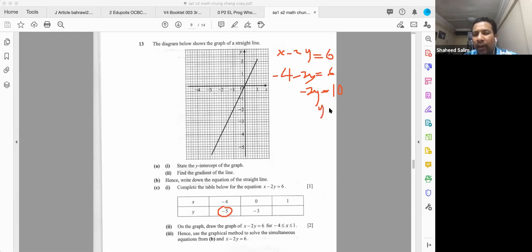So what is y? Y equals to 10 divided by -2. 10 divided by 2 get 5. Positive divided by negative give you negative. -5. Can you see it's the same? So now you find what is this now. You got to find this point here.